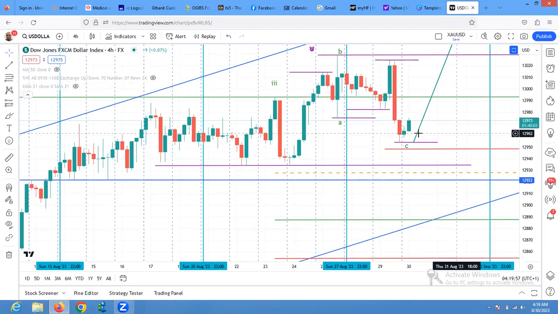Now, I would rather see this more as a continuation to break the top one more time. And at the end of this wave 3, that is when people can begin to look to sell your US dollar index, because the wave 5 of it might be truncated.